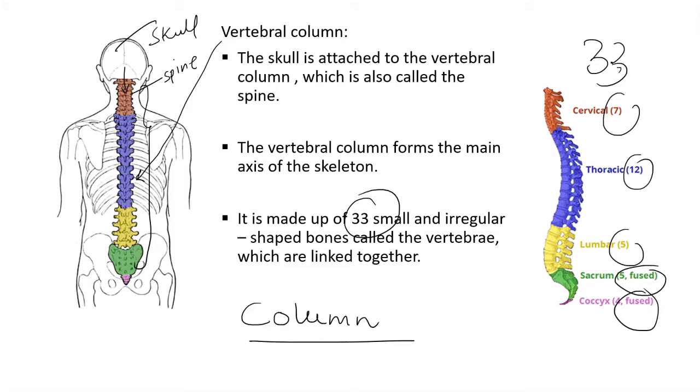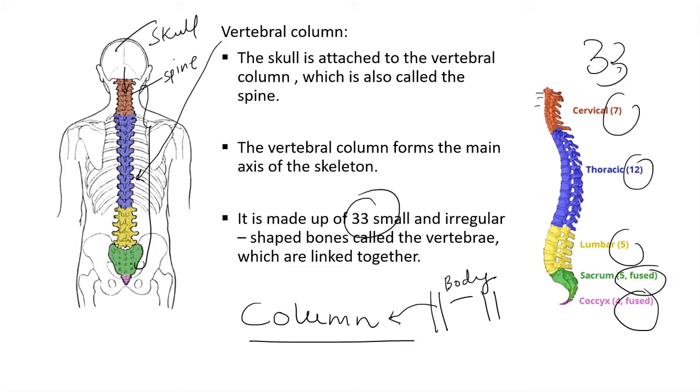Alright, so it's like a foundation of our body. As you see, buildings stand on columns. Similarly, this is the column of our body, our building. So there are 33 vertebrae in our body. It is made up of 33 vertebrae. So these names are given.